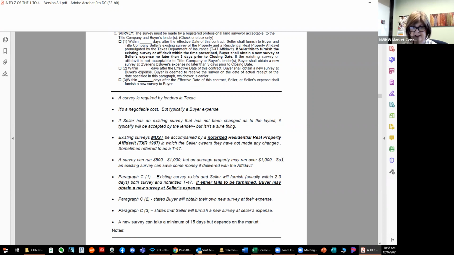And if they're using an existing survey to be nice to help the buyers not have to buy one, that's great. But if they don't have this T47, that buyer could say, we didn't get that T47 within the time period with the survey, so I want the sellers to pay for a new one. And guess what? They get to pay for a new one. It doesn't say they may, it says they will provide the survey and the T47.